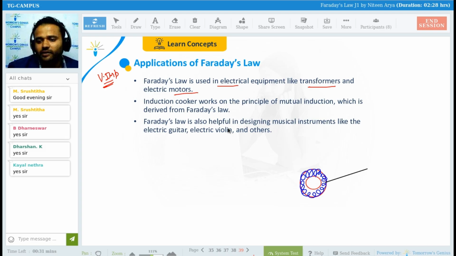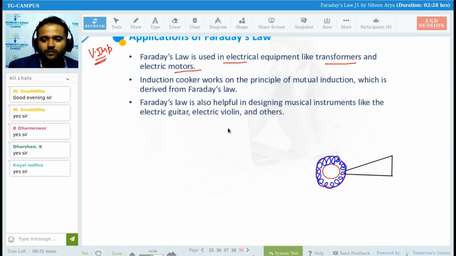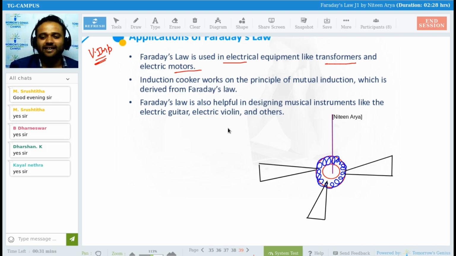This is your one blade. This is your another blade. So this is your third blade. Wow, I draw sometimes some good things. And this is your fan. I'm going to laugh at my drawing. Is this clear, everyone? So this is how your fan does the work.